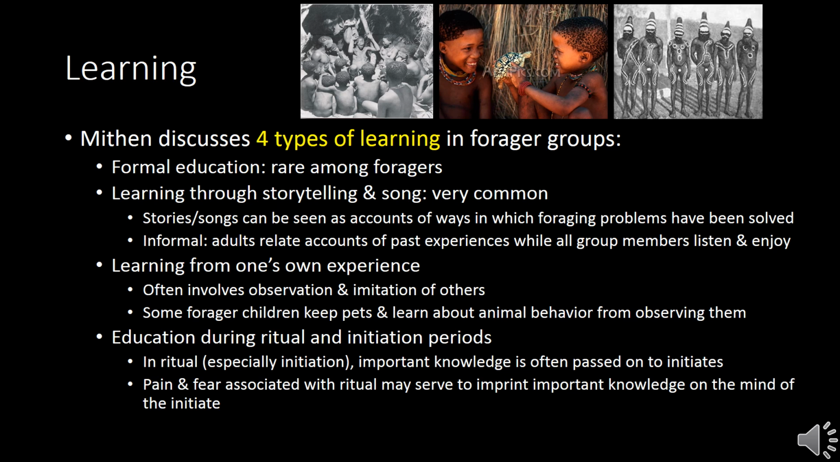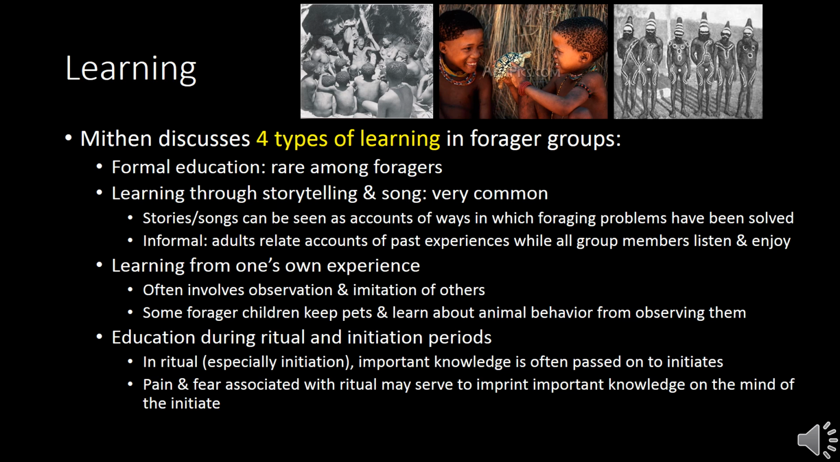Another important form of learning in forager societies is learning from one's own experience. This often involves observation and imitation of others. For example, watching how someone makes an arrow and then trying to do the same thing. Also, one way in which some forager children learn about animals is by keeping pets and observing their behavior.